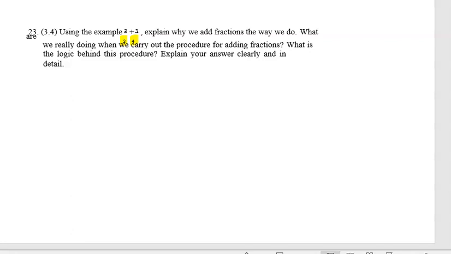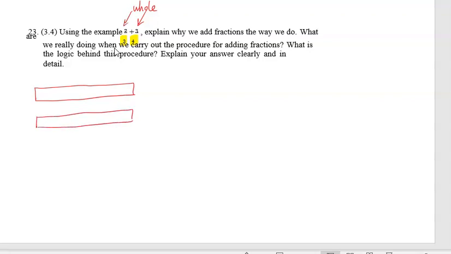Okay, so we can first use a math drawing to help us explain the process. First we're going to draw 2/3 of a whole and 3/4 of the same whole. So make sure they have the same whole. Let's draw two wholes. That's one whole, and the second whole, make sure they have the same length.